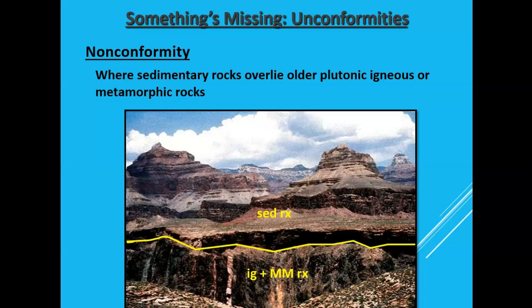I have to strip off all the material that's covering that plutonic igneous or metamorphic rock and bring it to the surface. Then I can take my pieces and deposit them directly on top. So because those are in a depositional contact, with sedimentary rocks on top of those two, it has to be an unconformity. And so if you can identify the type, boom, you know it's a nonconformity.